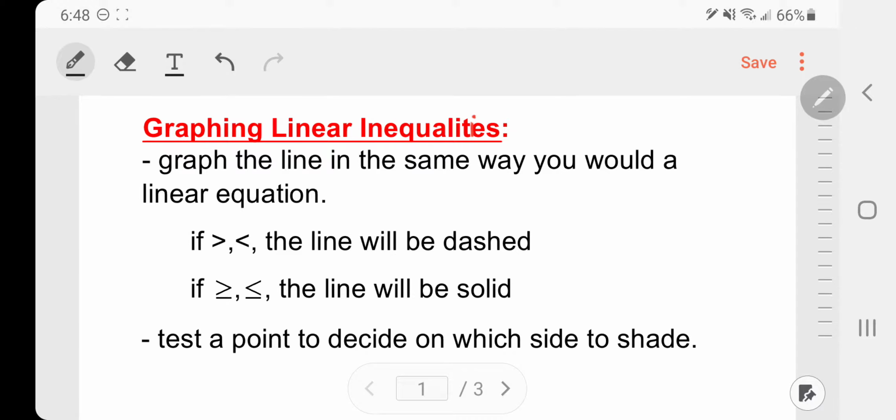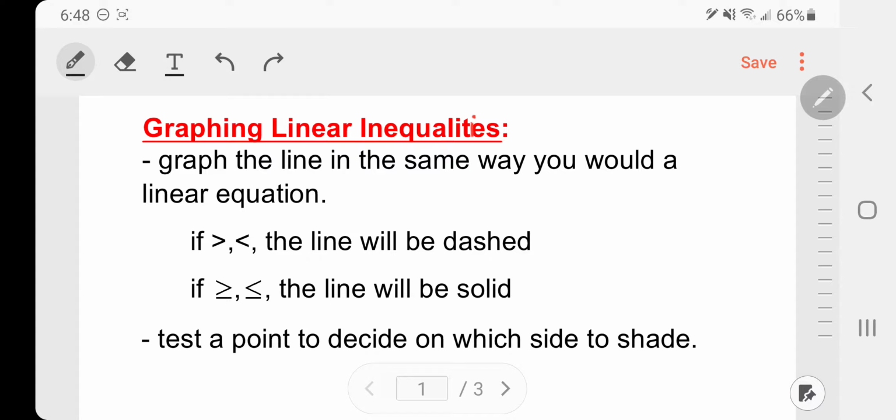A couple of slight differences between inequalities and equations. With inequalities, we're either going to have a solid or a dashed line, and that is based on whether it is an equal to or not. If it has the line underneath, that means it is a solid line. If it does not have the line underneath, it's going to be dashed, because dashed means that the line is not part of our solution set.